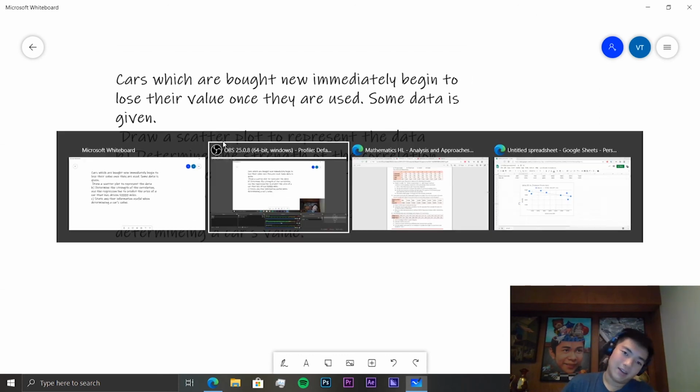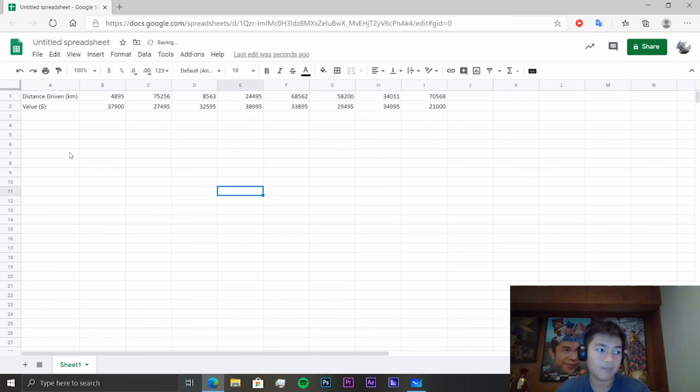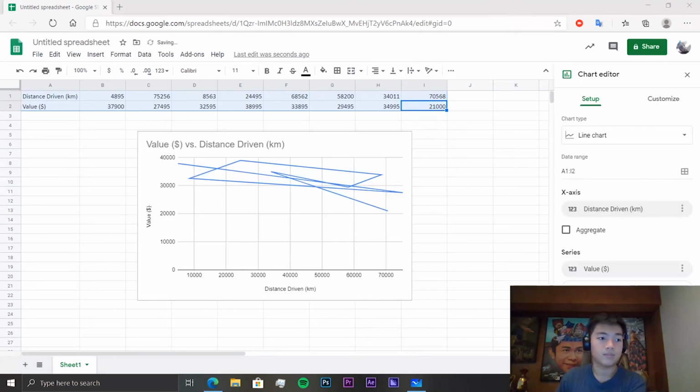Okay, so I already have the data here on this Google Sheet, and I actually have the regression, but I'll show you how to do that. Now, if you're in a test, normally you would use a graphical calculator. The steps might be a bit different, but the method's exactly the same. So this is the data. We have distance driven and the value of the car. So first we want to draw a scatter plot to represent the data. Using Google Sheets, we can press Insert Chart to insert a chart.